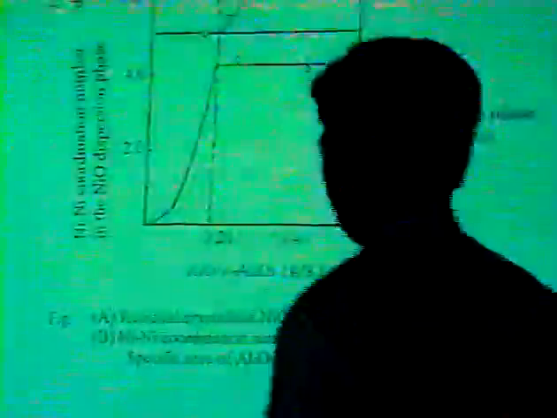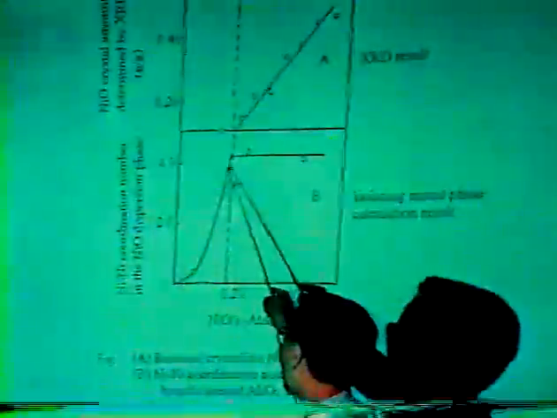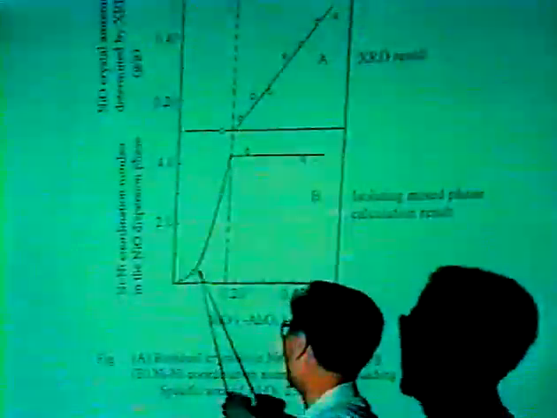So for example, in this sample we have both the crystal phase of nickel oxide and monolayer state nickel oxide. By this calculation, we can separate these two phases and obtain only the nickel coordination number of the monolayer state. The calculation result is this. This is only the nickel coordination number. We can find the coordination is a function of the loading.